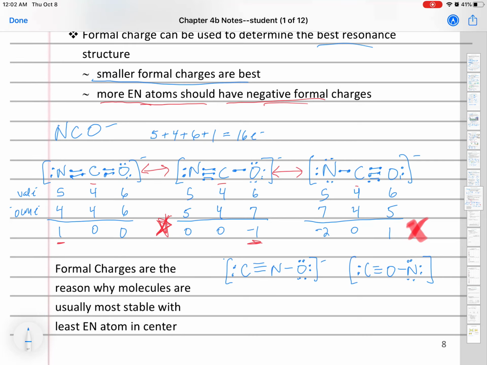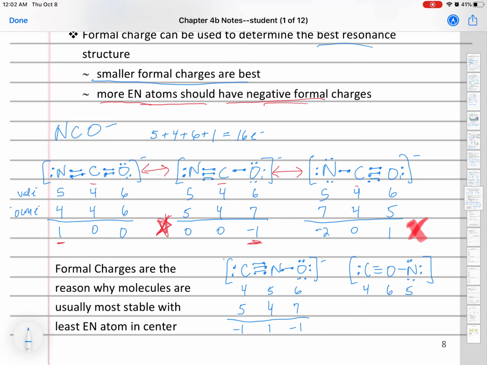All right, these are also possible resonance structures. But if we calculate the formal charges, we take the valence electrons for each and subtract the owned electrons. So this carbon has 2, 3, 4, 5 owned electrons. The nitrogen has 1, 2, 3, 4, and the oxygen has 6 plus 1, 7. So this is going to have -1, +1, -1.